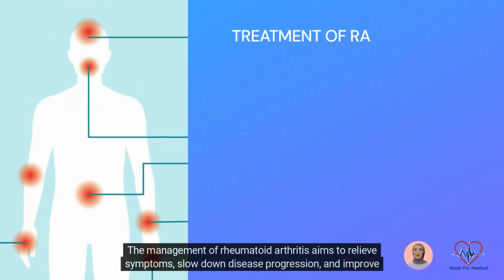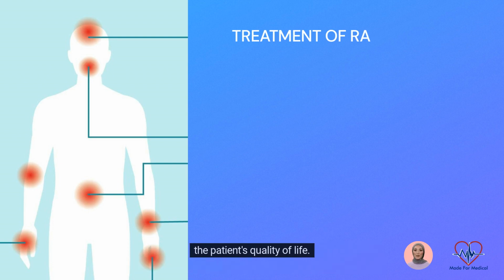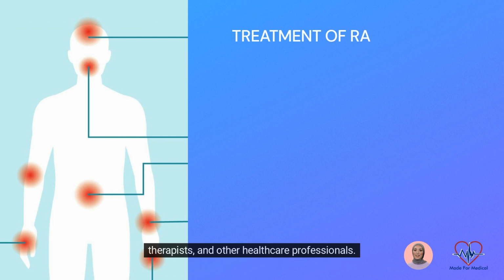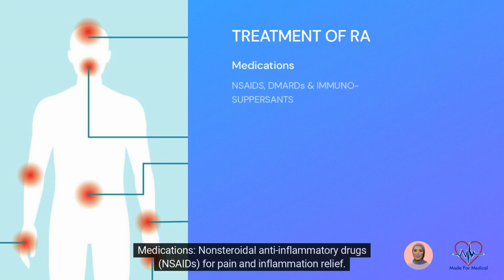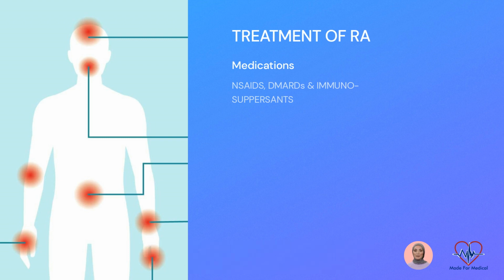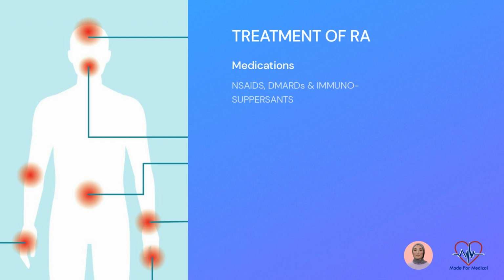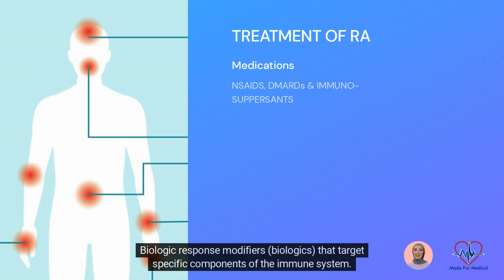The management of rheumatoid arthritis aims to relieve symptoms, slow down disease progression, and improve the patient's quality of life. It typically involves a multidisciplinary approach involving rheumatologists, physical therapists, occupational therapists, and other healthcare professionals. The treatment options for rheumatoid arthritis include medications: non-steroidal anti-inflammatory drugs, NSAIDs, for pain and inflammation relief; disease-modifying antirheumatic drugs, DMARDs, to slow down the progression of RA; and biologic response modifiers, biologics that target specific components of the immune system.